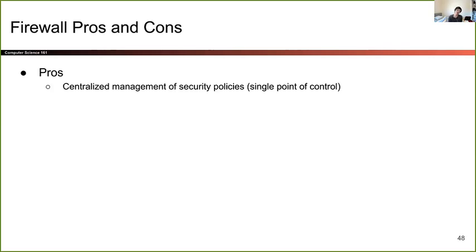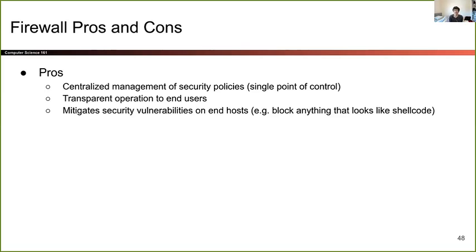Some pros, they allow for centralized management of security policies. So there's a single point of control that everyone can use. You don't have to deal with individual devices, just entire networks are covered by your one firewall. It's transparent to end users. So usually your users are just using the internet and it doesn't even look like an angry pop-up appeared on their computer because you're just managing the network. And finally, this does mitigate security vulnerabilities on the end hosts. For example, you could set up a firewall rule that blocks anything that looks like shellcode. So you mitigate the memory safety vulnerability because you're blocking the attacker's access to the input to the server that would allow them to exploit it.